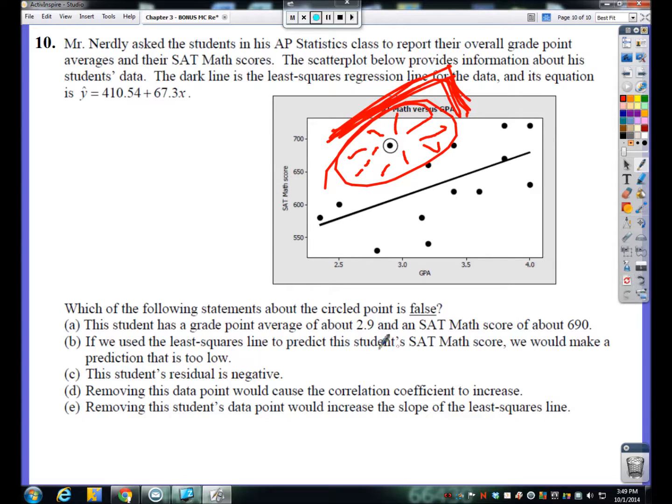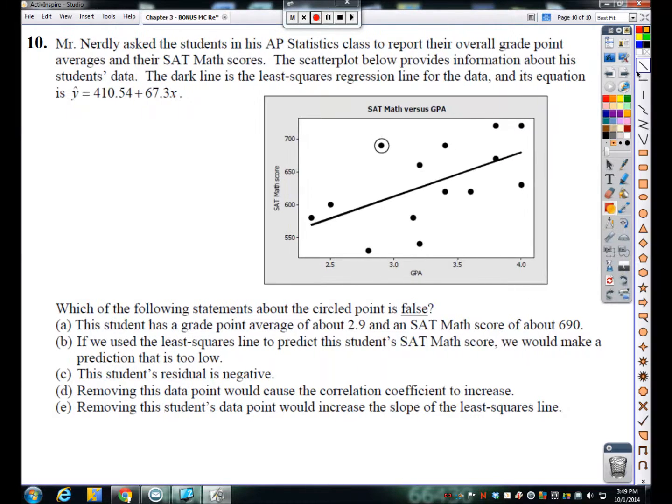Anywho, let's see. Which one is false? This student has a grade point average of about 2.9 and an SAT math score of about 690. So let's see. If I were to drop straight down, it hits the GPA line at a little bit less than 3.